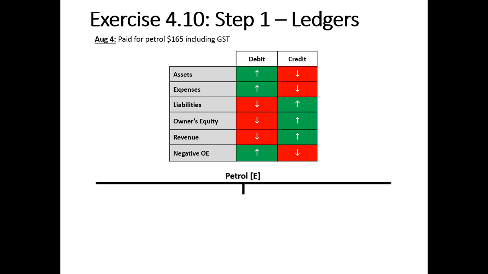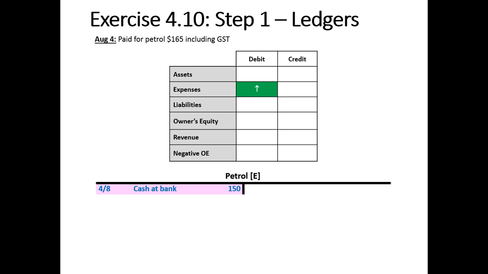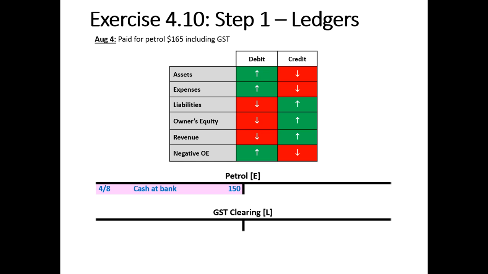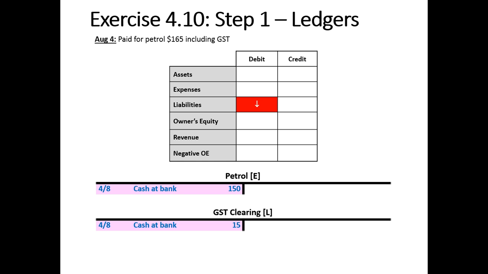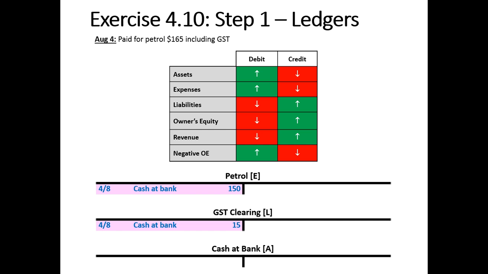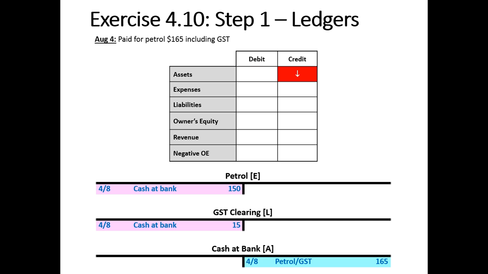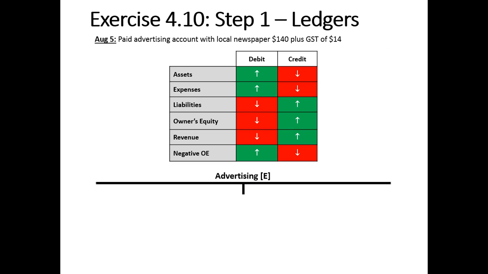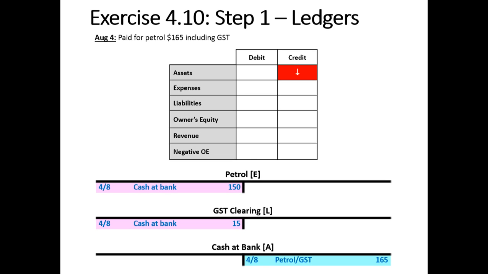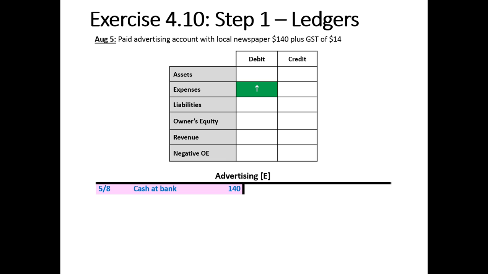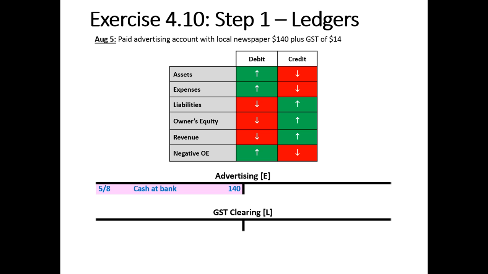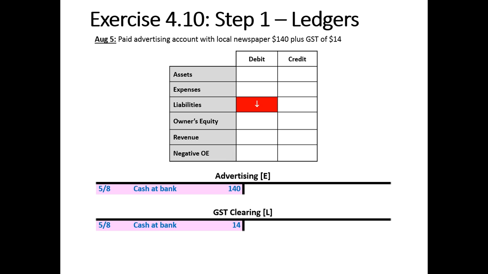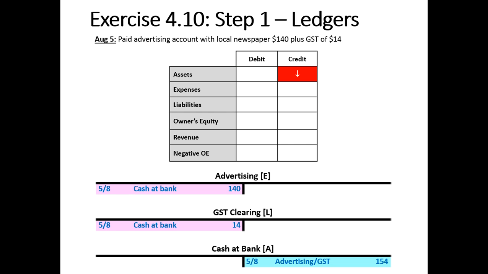We paid for petrol, $165, so debit to the expense. That'll increase petrol. Debit to GST clearing, we've been charged GST, and a credit to cash at bank because we've spent $165. Paid the advertising account with the local newspaper, that's an advertising expense, and that'll be a debit. Charge GST, that reduces our liability. And on the credit side, we've lost $154 to pay advertising and GST.